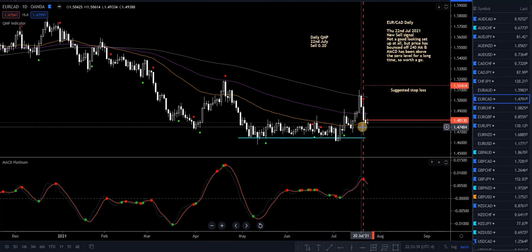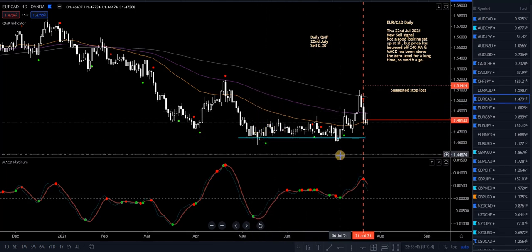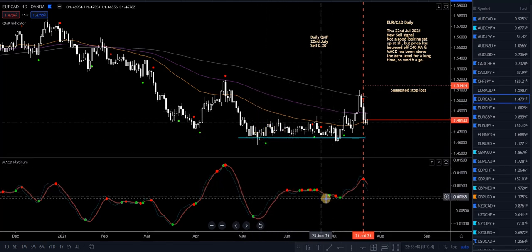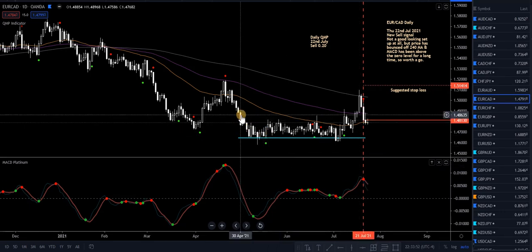Sell signal, obviously, from a couple of days back. Yeah, just going nowhere fast. Look at MACD again. Platinum's been above the zero level for a long time. Common theme. This has been going sideways.